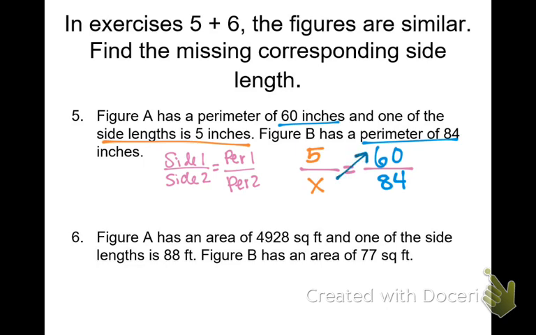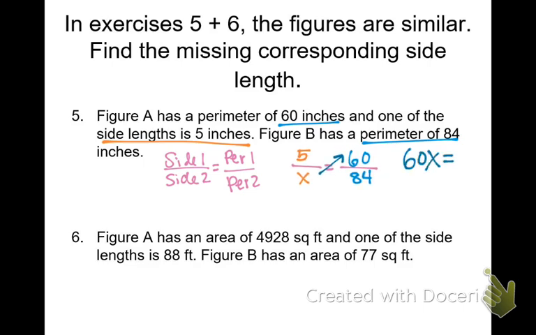So we cross multiply. So we're going to get 60x equals, divide by 60, and x equals 7. Inches, I want to say, yeah. Technically.